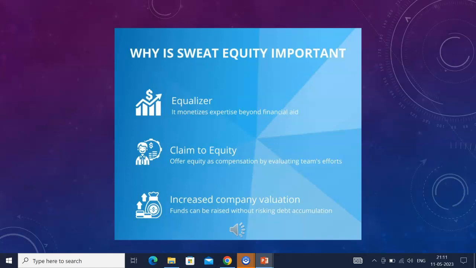Equalizer. It monetizes expertise beyond the financial aid. Claim to equity. Offer equity as compensation by evaluating the team's effort. Increases company's valuation. Funds can be raised without risking debt accumulation.